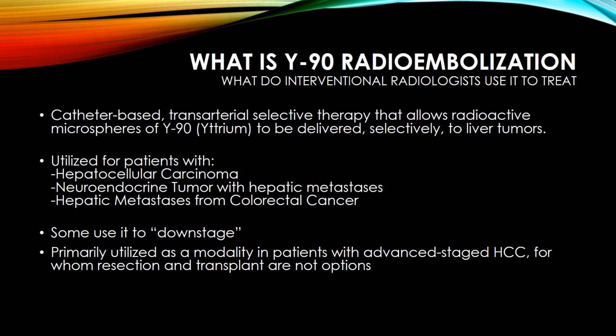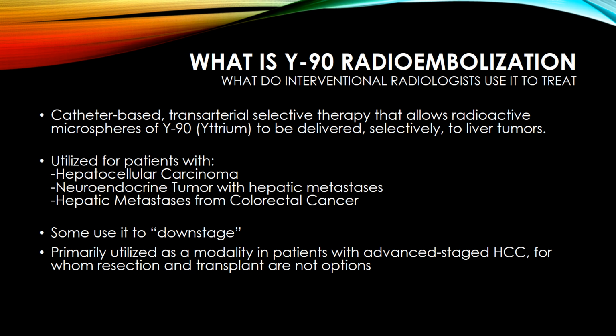It's important to note that these kinds of malignancies derive the vast majority of their blood supply from the hepatic artery rather than the portal circulation. And so being able to selectively administer radiation is preferential, not only because it delivers targeted therapy, but also spares normal liver tissue more than other procedures.